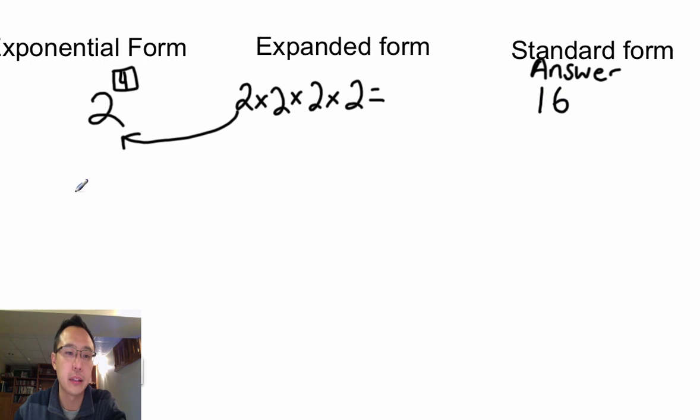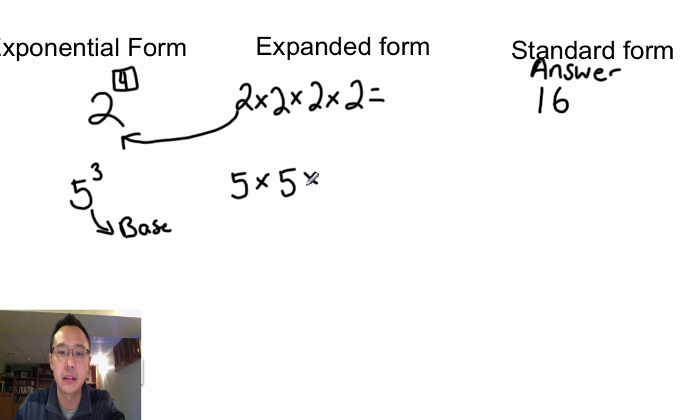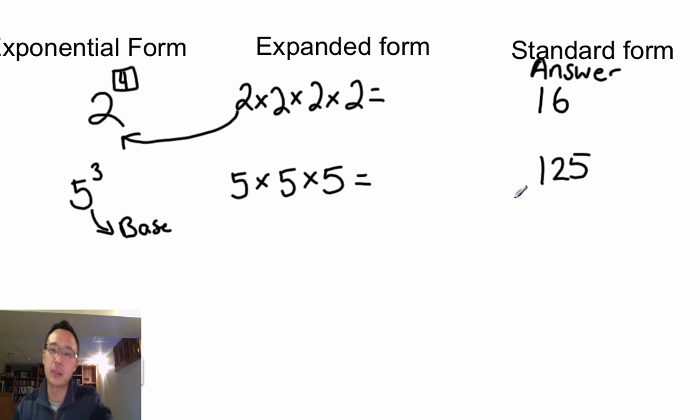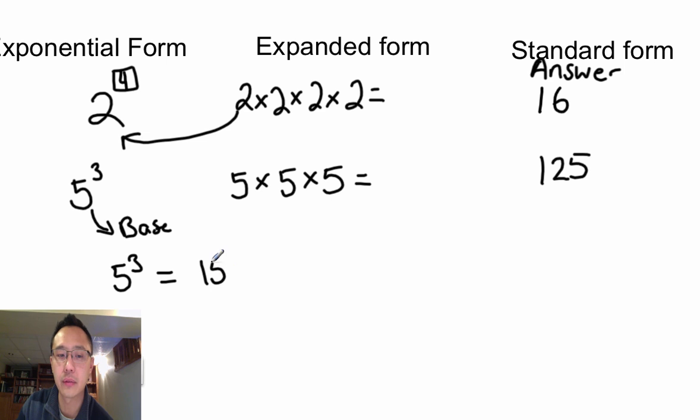To give you another example, let's say 5 to the power of 3. To write the expanded form, this again is your base. So this is going to be 5 times 5 times 5, which is 5 times 5 is 25, times another 5 is 125. One very common mistake is that when people see something like 5 to the power of 3, a lot of them make the mistake of saying it's 5 times 3, but this is wrong because that's not multiplying.